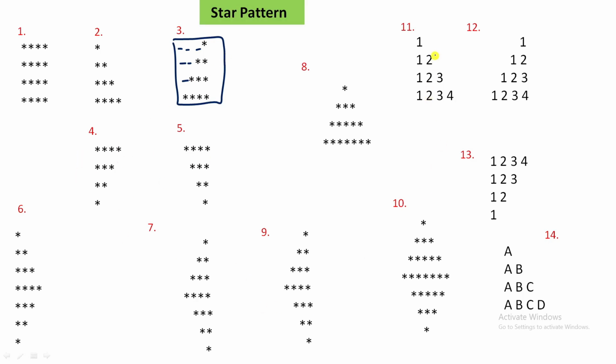These are the different patterns. Instead of the star we can use numbers, or we can use the alphabet also. So these are some basic patterns that we can understand with the help of nested for loop. Just continue with my video and we will see all these patterns in the upcoming videos.